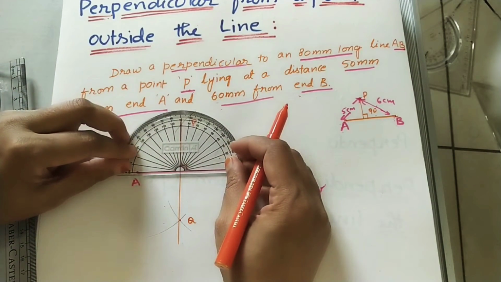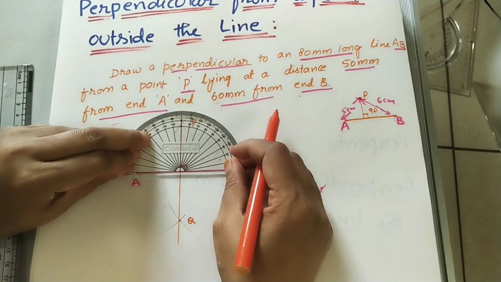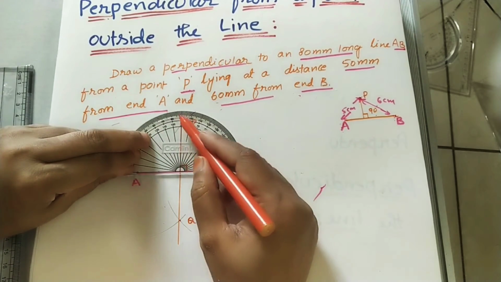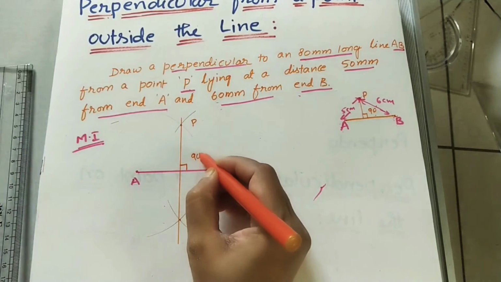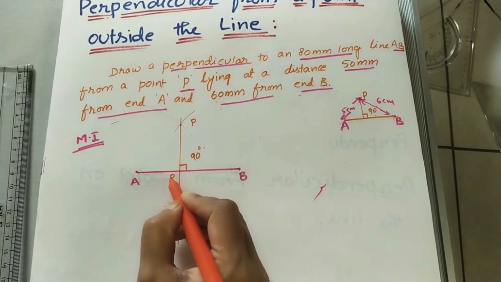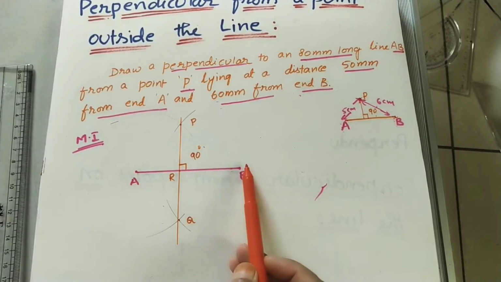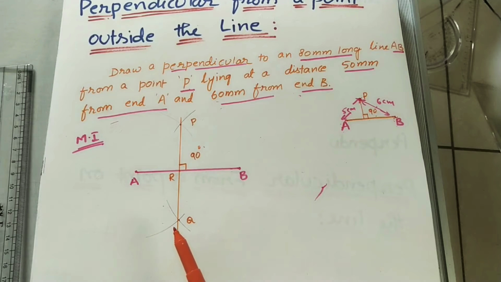Just keep this intersection point coincide with this point of the protractor. You will get a 90 degrees line. Take the intersection point as R. Do it with pencil in the exam as well as in the drawing hall. The AB line has been given, it is in dark color, and they are asking for the perpendicular line. This line should be dark and point P should be dark compared to Q.